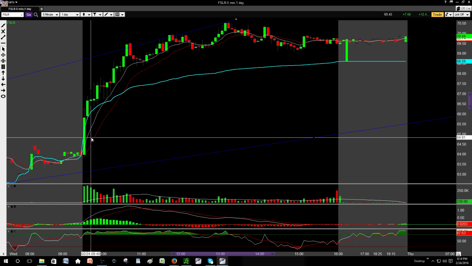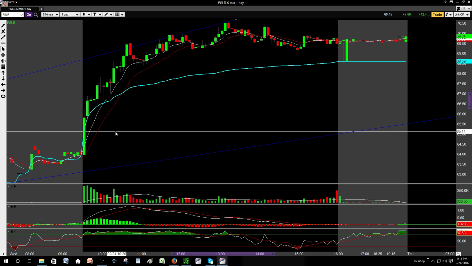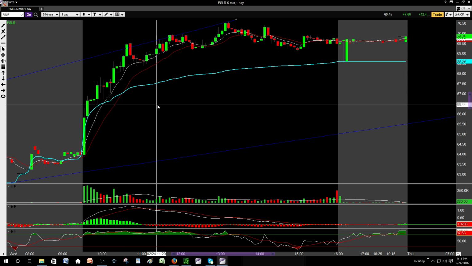50 and 200 EMA, I have them, and they work well. I mean, it doesn't really matter if you use the daily chart or 5-minute chart, it still applies to the same thing. So basically, I lost my train of thought.